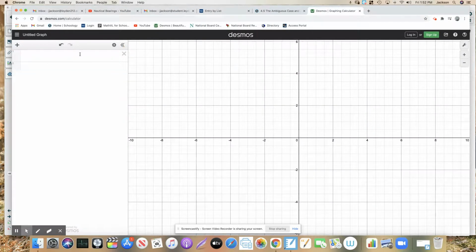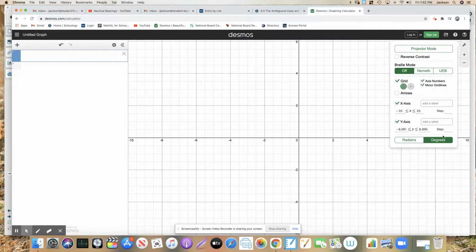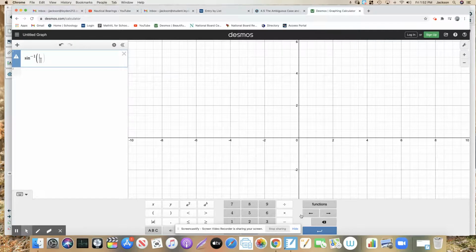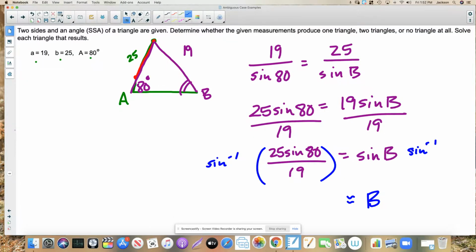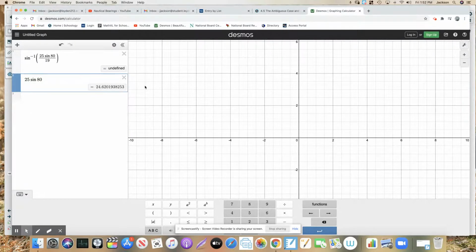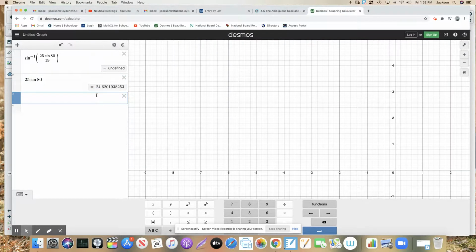Okay, let's clear out the previous problem. Double check to make sure that we're in degree mode. Okay, we are. So we're going to do the inverse sine of 25 sine 80 over 19. What do you notice? Can't do it. And you're like, well, maybe I didn't do the calculation right. So what's 25 times the sine of 80? Okay, that's 24 point something something something.